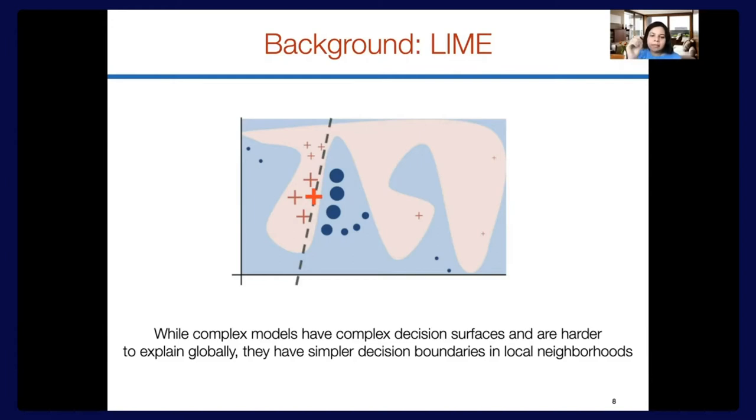For example, if I zoom in close to this red plus mark that you see, that instance, the model is behaving like a linear model in that particular local region or that particular local pocket, right? So using this intuition, approaches like LIME then try to fit local linear models to approximate the local behavior of this underlying complex model and then use that as the explanation, right? So that is the basic insight.